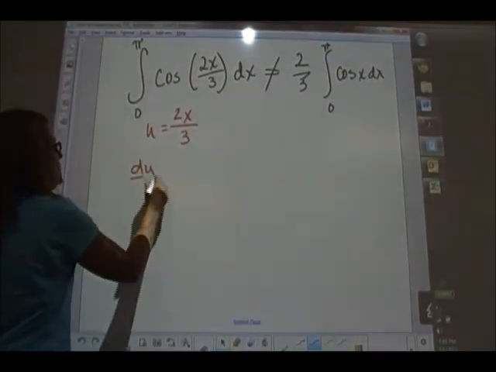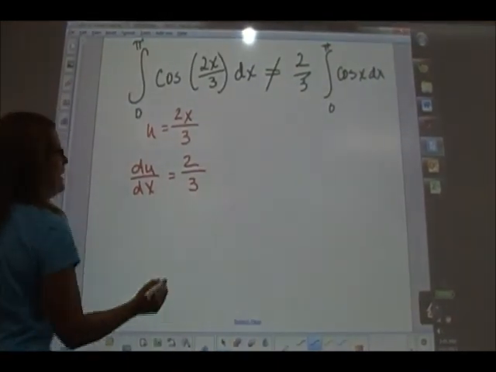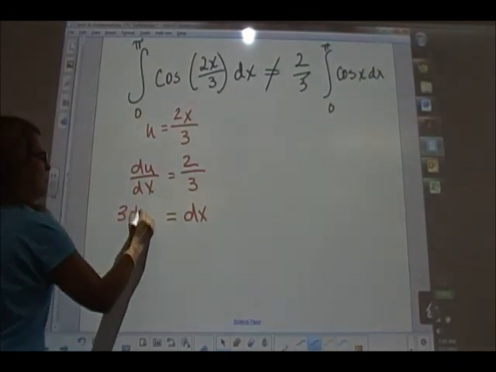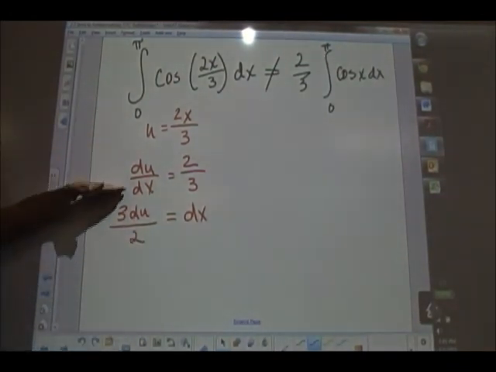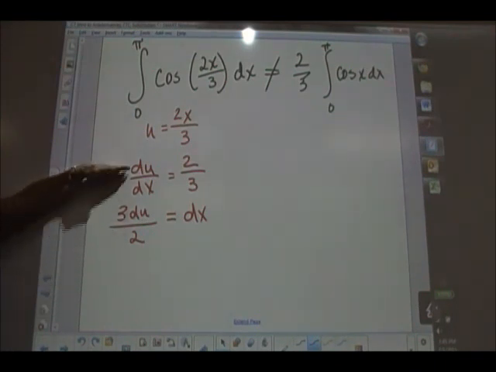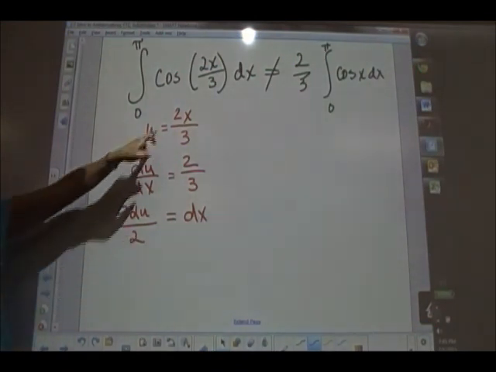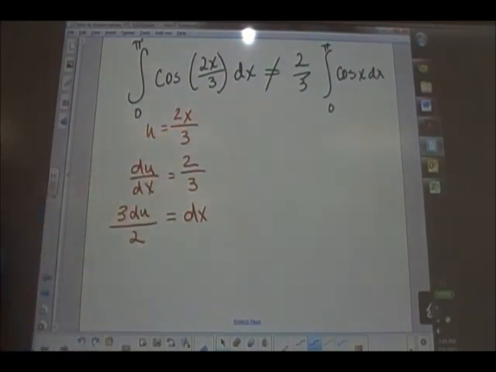So du dx would be 2/3, and dx would be 3 du over 2. So I'm just using algebra now. This is just algebra, this last step. The derivative is 2/3? Yeah, because this is 2/3 times x. This is the same thing as 2/3 times x.